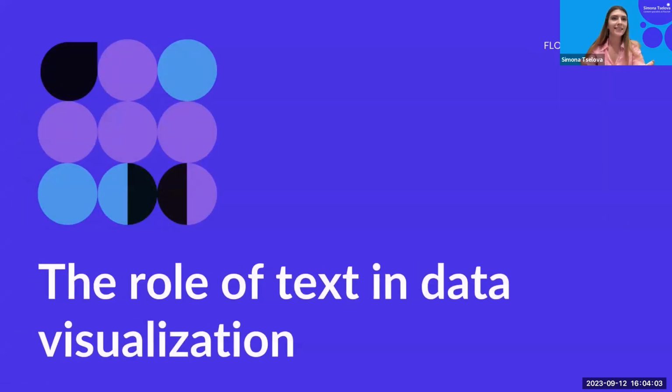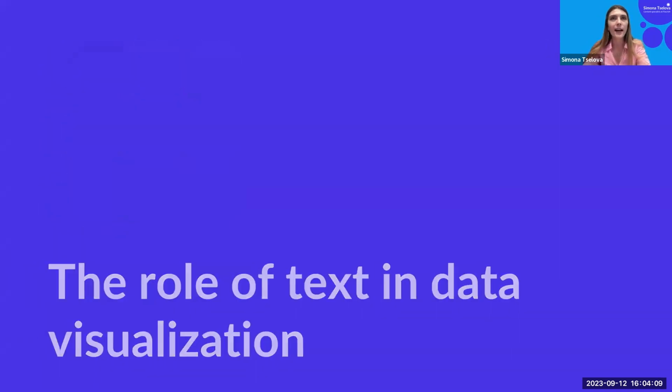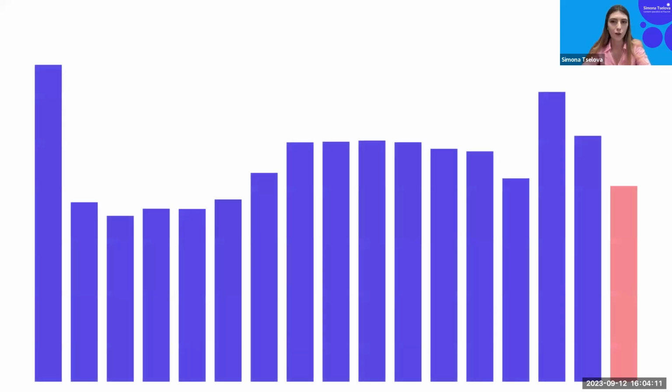Without further ado, let's get started with the role of text in data visualization. I would like to start by showing you this chart. This is a column chart, just a generic, standard visualization. But one thing that I would like to ask you is to try to imagine what this chart actually represents. Are we looking at change over time? Are we looking at revenue? Are we looking at population? What are we looking at? Why is this last column colored in pink, for example, etc.?